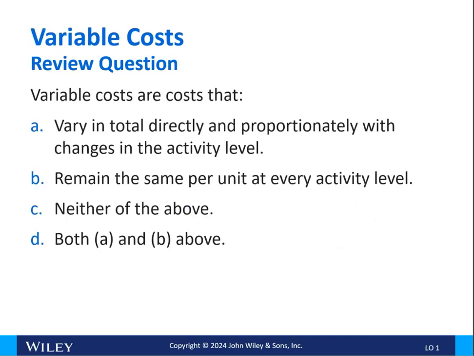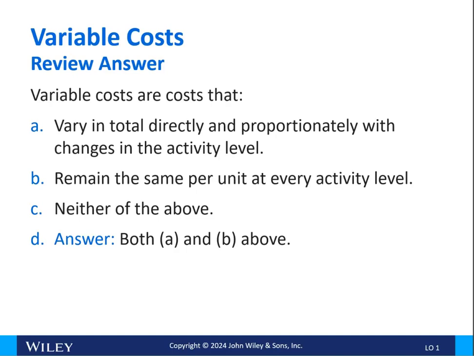Review question. Variable costs are costs that A, vary in total directly and proportionally with the changes in the activity level. B, remain the same per unit at every activity level. C, neither. Or D, both A and B.